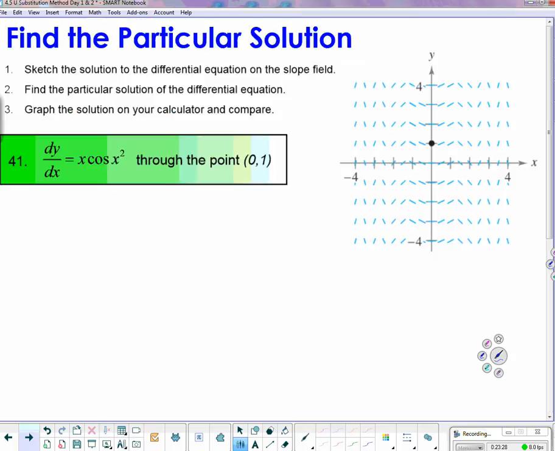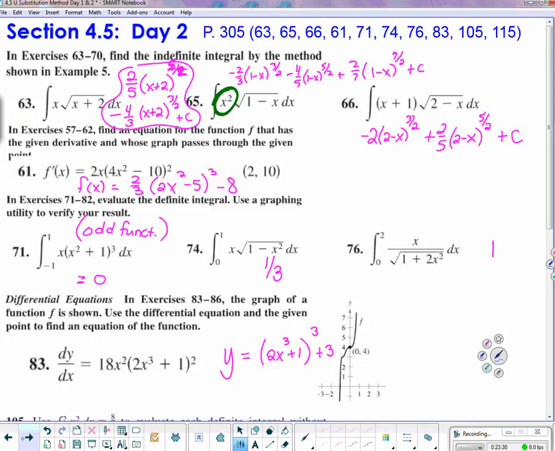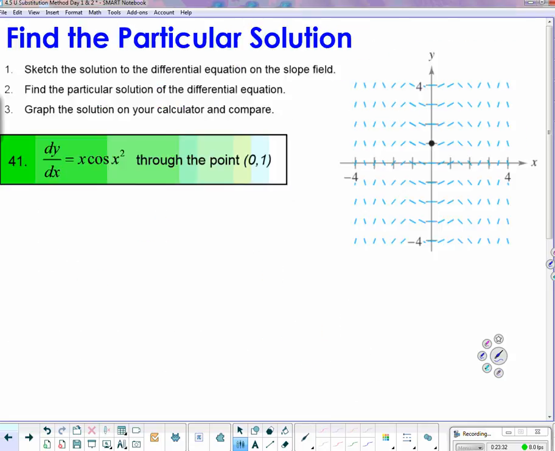All right, we are on 23 minutes and we're on our last problem. So let's get this done. Sketch the solution to the differential equation on the slope field. We've seen slope fields before. They represent the derivatives at any particular point on our coordinate plane. And it's the derivative of this original function. And then it says find the particular solution of the differential equation and graph the solution on your calculator and compare it. So we want to pass through this particular point.